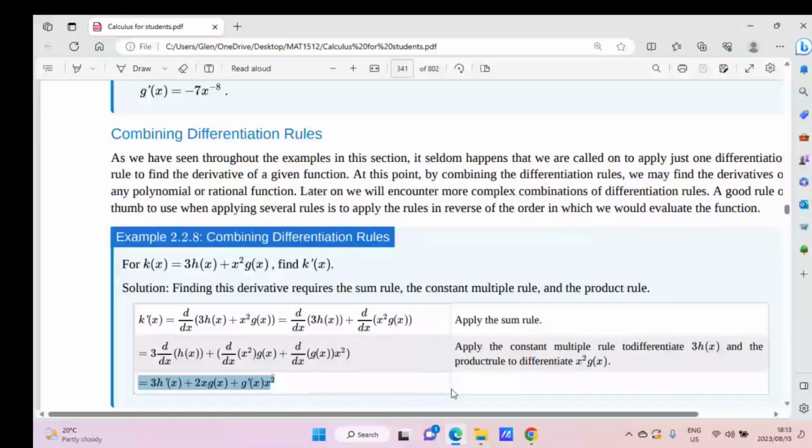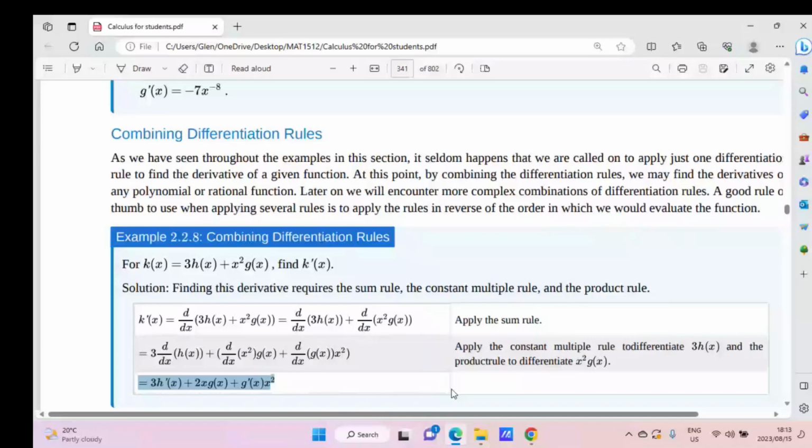Guys, can you see, on x squared g of x, we use the product rule. Do they agree or disagree? They're not answering. We agree, Lerado. We agree. Loud and clear.